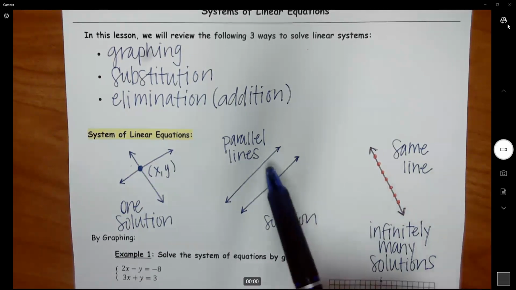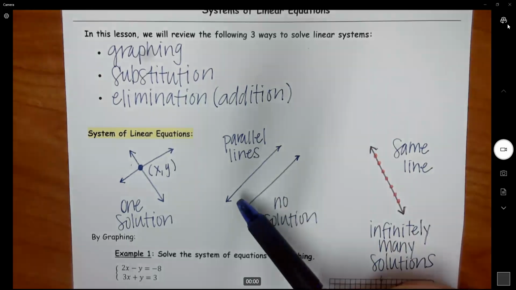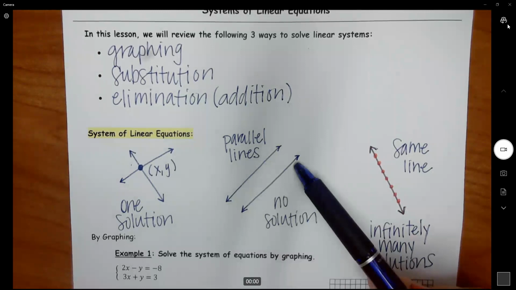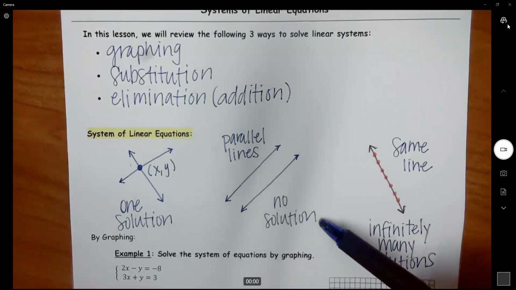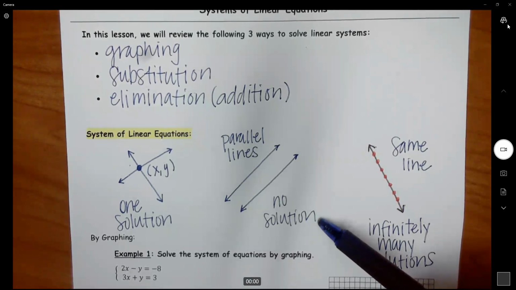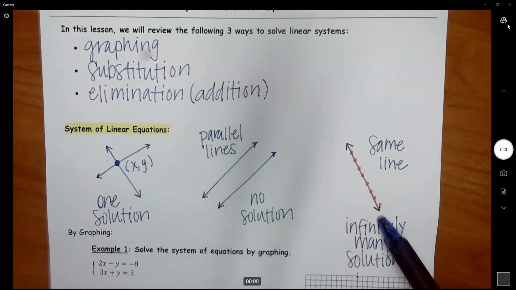What we could have is 2 parallel lines, and we know that parallel lines have the exact same slope, so they are never going to intersect, they're never going to touch, and so we will have no solution when we have parallel lines.